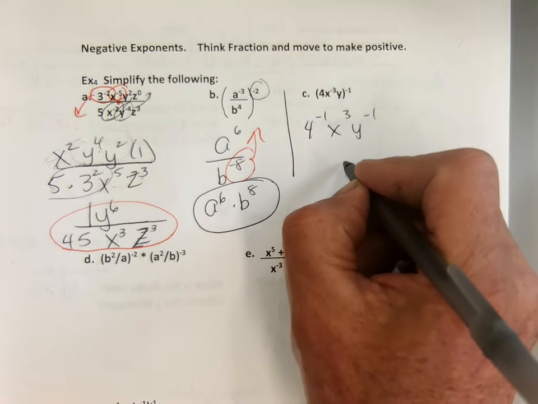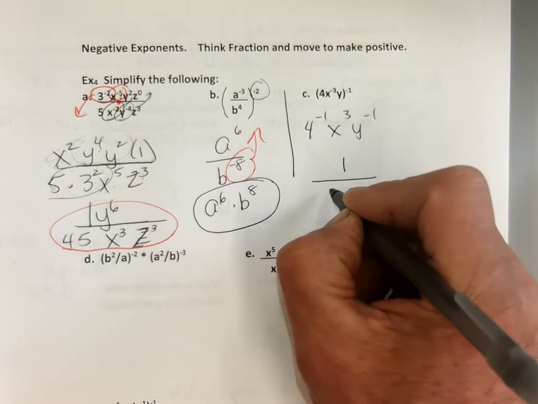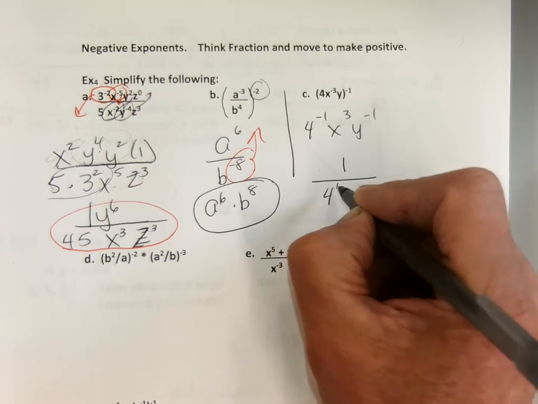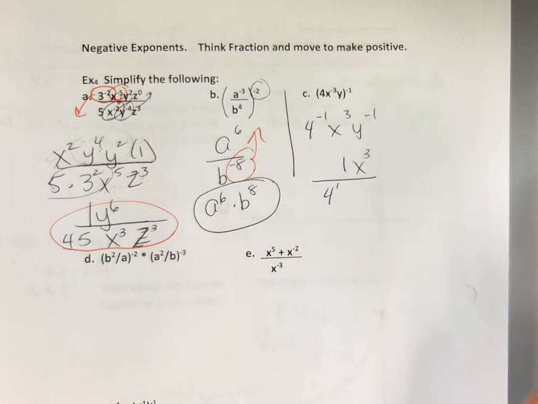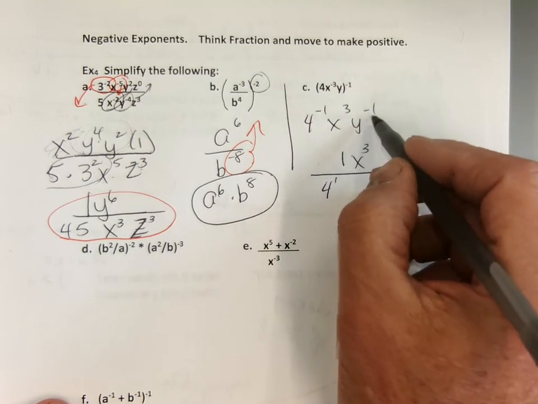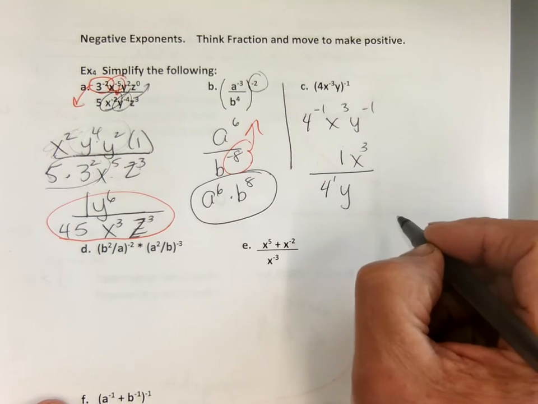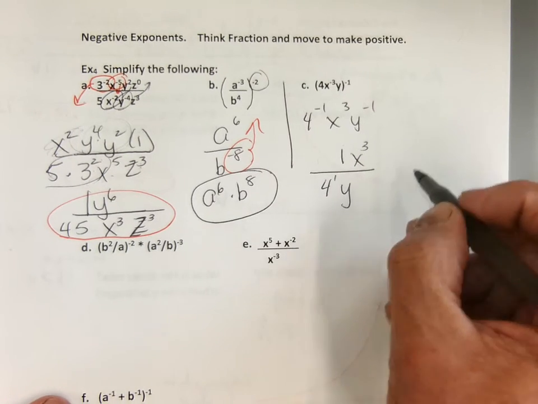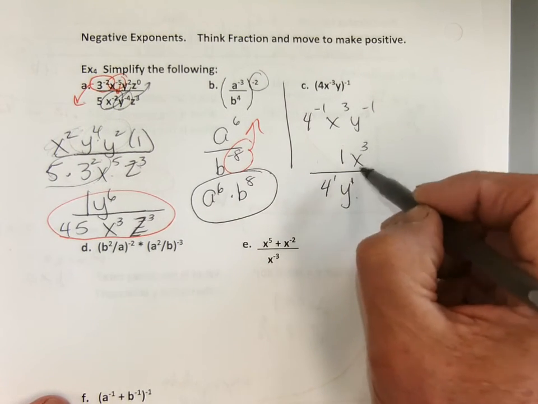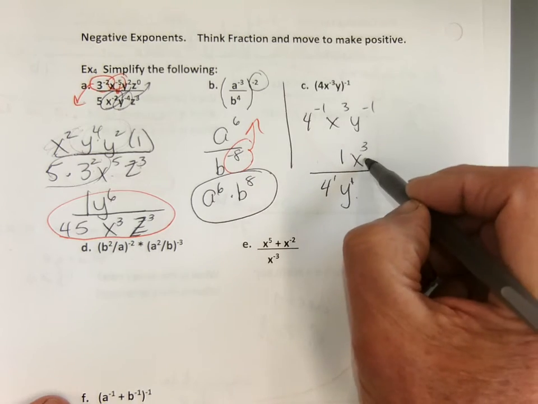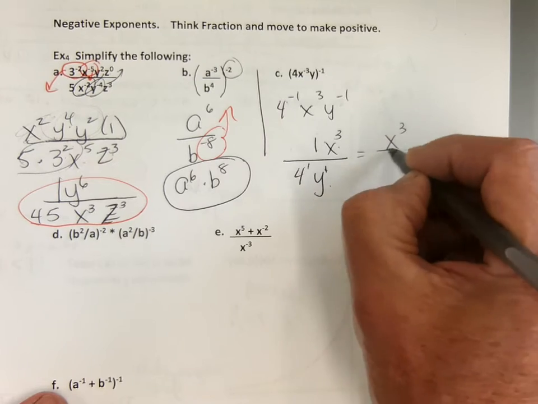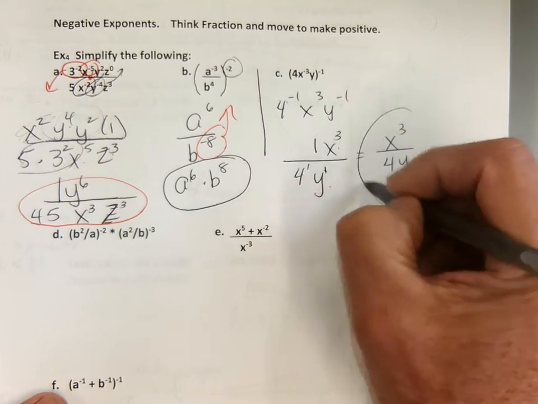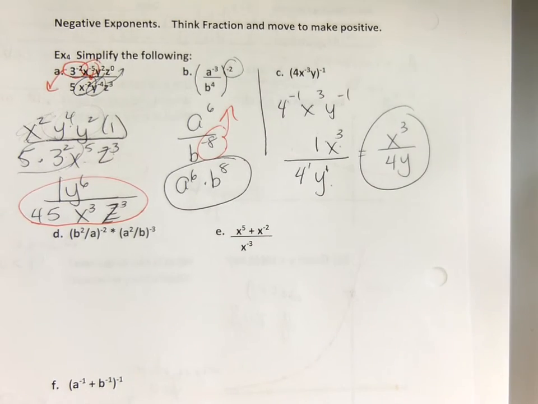I'm going to have a 1 over 4 to the 1. My x to the third, I put 1 over just because I'm making a fraction. That's the only reason I put the 1. And y on the bottom. So I brought the y down. X stayed up. 4 came down. So I would have basically an x cubed over a 4y. And again, you can keep the 1 there if you want to, but I don't really care about the 1.